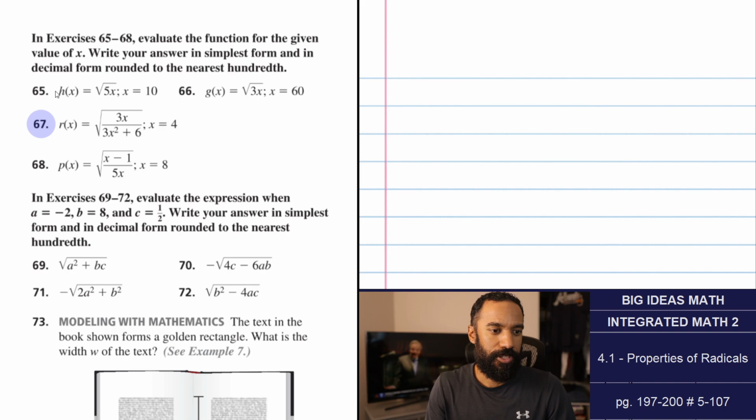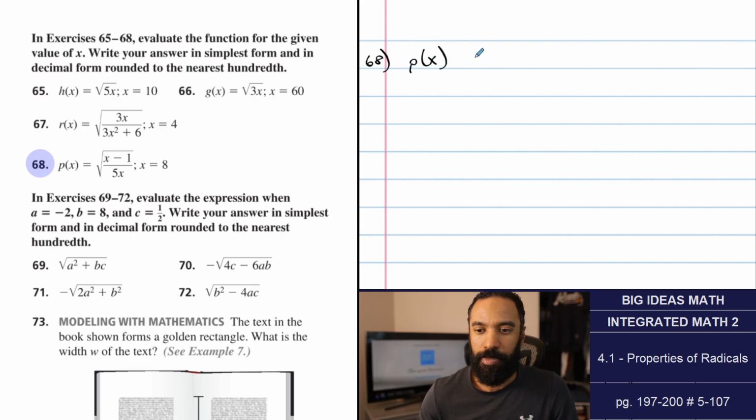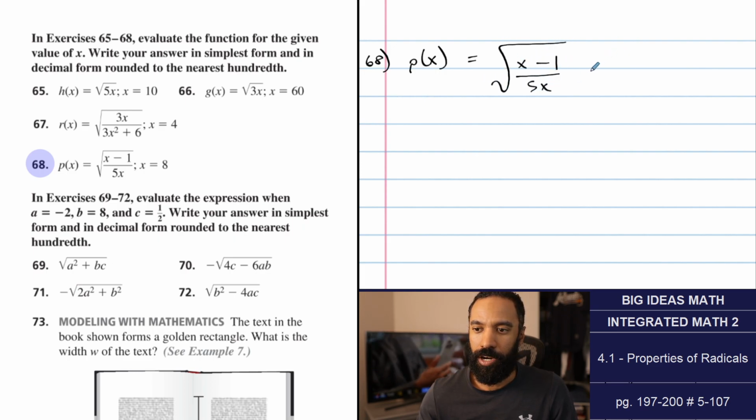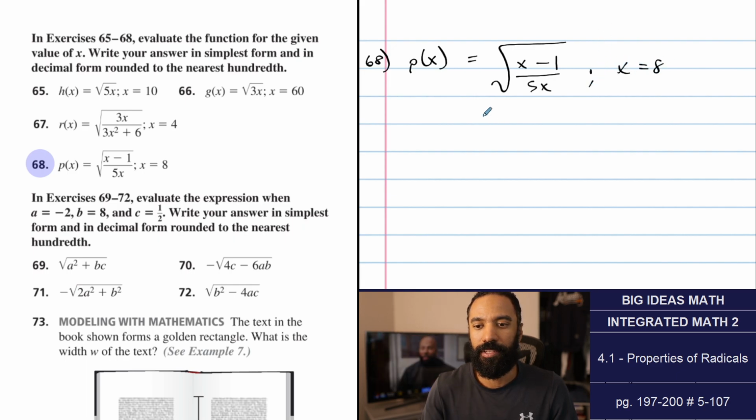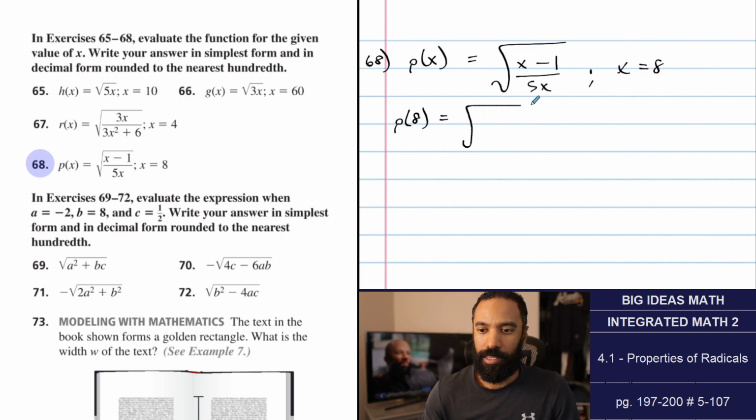All right, number 68. P of x, at least these problems are relatively fast. P of x is the square root of x minus 1 over 5x. And we are evaluating for x equals 8. We're simplifying. Assuming these can all simplify. So we get the square root of, we can probably do this in our head, right? 8 minus 1 is 7. 5 times 8 is 40.